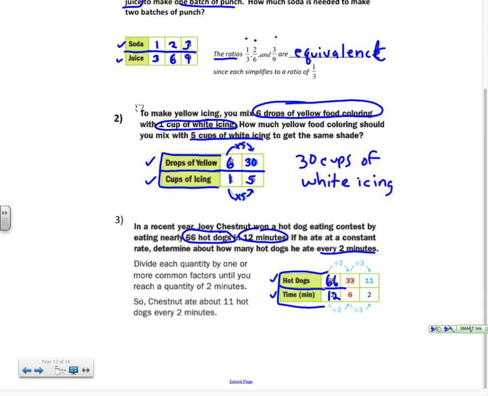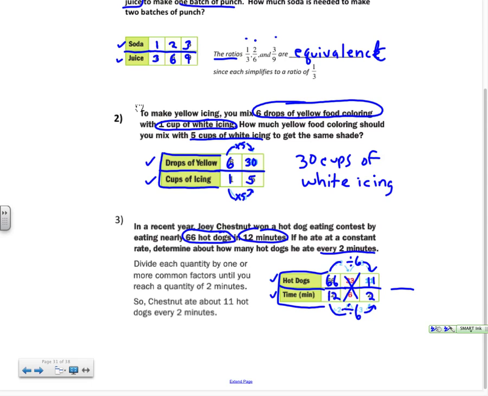Well, we want to know how many hot dogs he can eat every 2 minutes. How do I go from 12 to 2? They divided by 2 and divided by 3, but I think the GCF of 66 and 12 is actually 6. So if I divide 12 by 6, I get 2. And if I take 66 and divide by 6, I get 11. So at that rate, he can eat 11 hot dogs every 2 minutes.